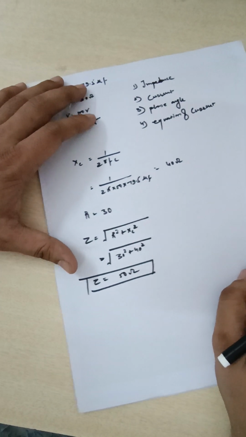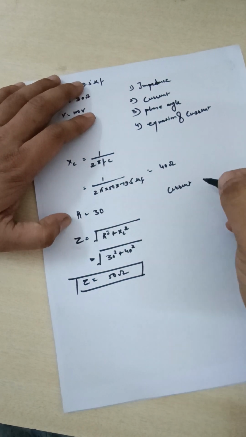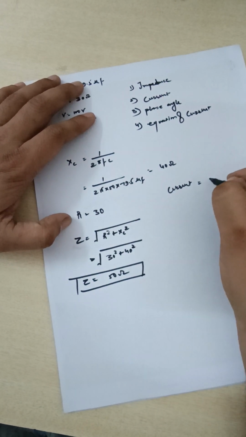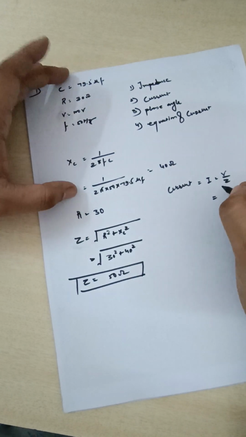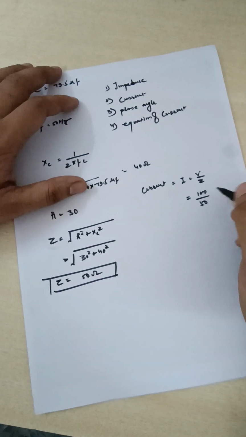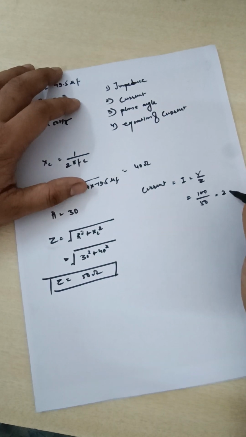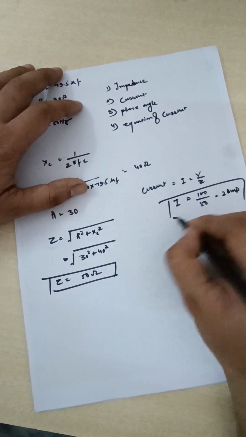Now next is current. Current I will be equal to V by Z. V is 100 volt, and Z we have obtained is 50. So the value of current will be 2 ampere. This will be the current, 2 ampere.